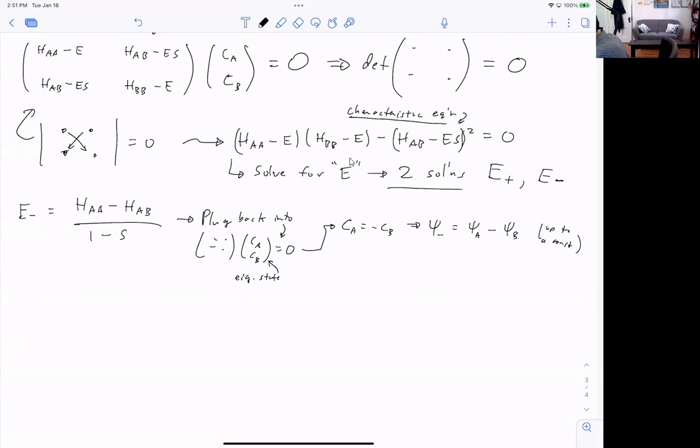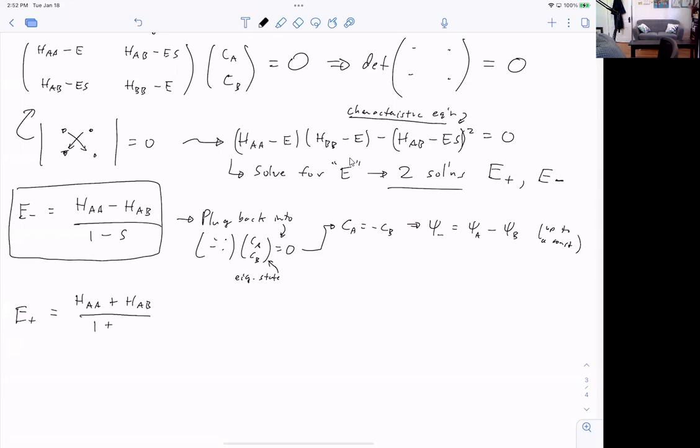And then I can see that there's another solution, which is E plus, the lower energy solution. So let's put circles around these solutions. E plus is equal to H A A plus H A B divided by 1 plus S. And so that's a lower energy solution, usually.